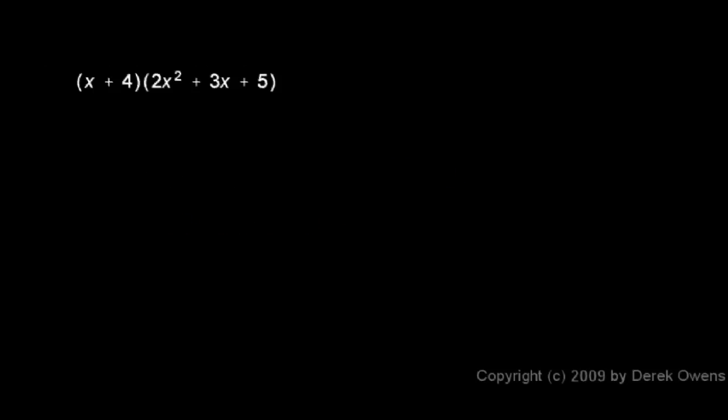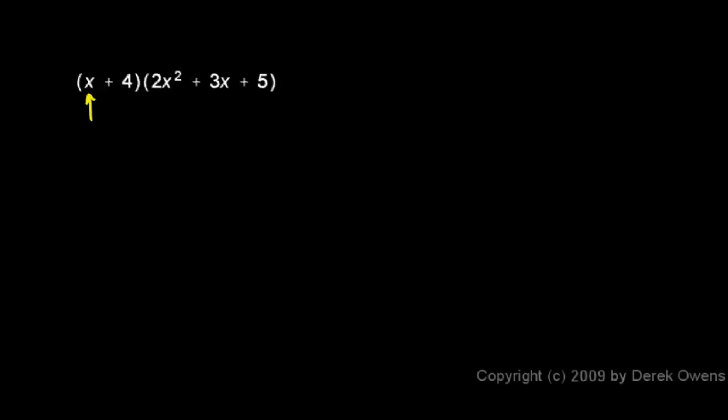Here's an example of 2 polynomials being multiplied together where FOIL won't work. X plus 4 is a binomial, but 2x squared plus 3x plus 5 is a trinomial, 3 terms. Our main idea, though, is to multiply each term in one polynomial by each term in the other. And that rule still applies. FOIL is just a way to remember how to do that easily with 2 binomials. But the main idea is to multiply each term in one polynomial by each term in the other. And we can do this systematically.